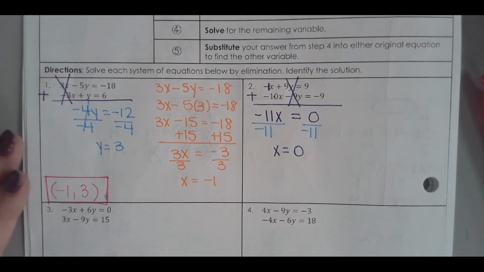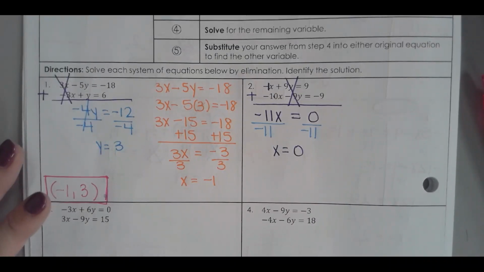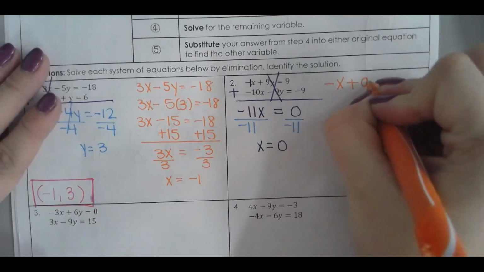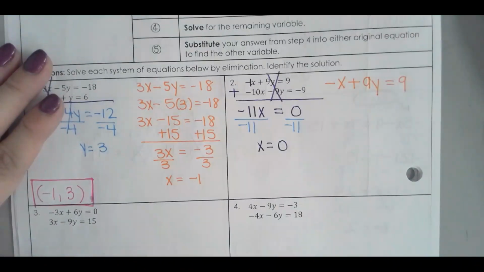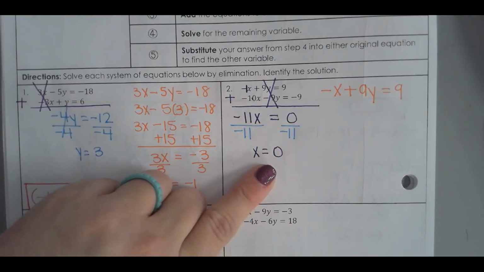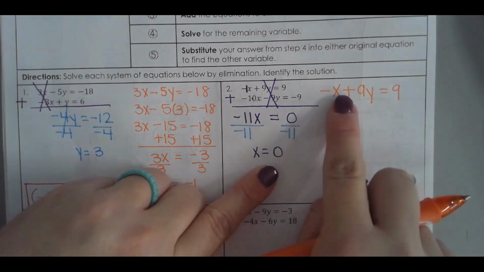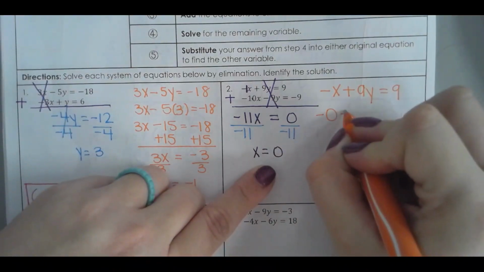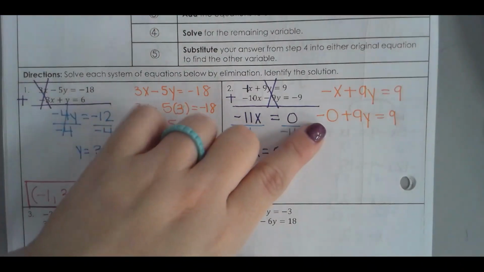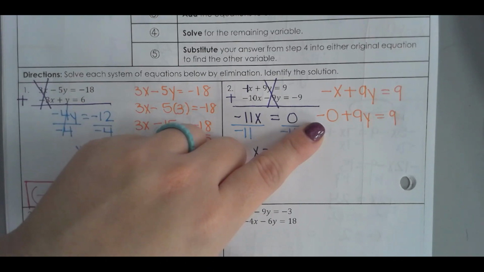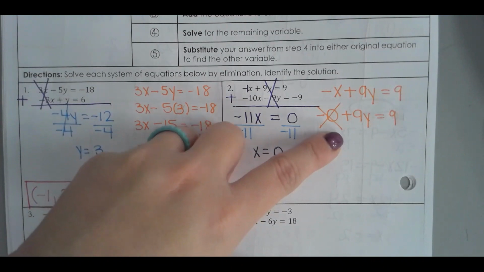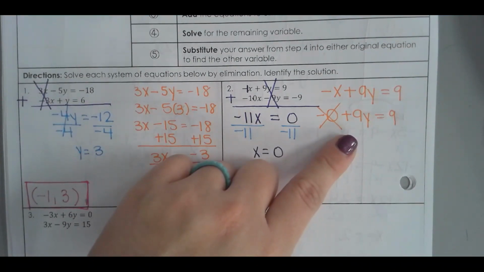Which equation do we like better, the first or second one? First. Okay. -x plus 9y equals 9. I know that x is 0, so I'm going to put a 0 in for x. -0 is just nothing, you don't need that. So I'm really just with 9y equals 9.